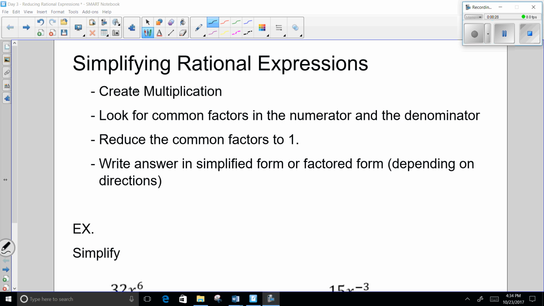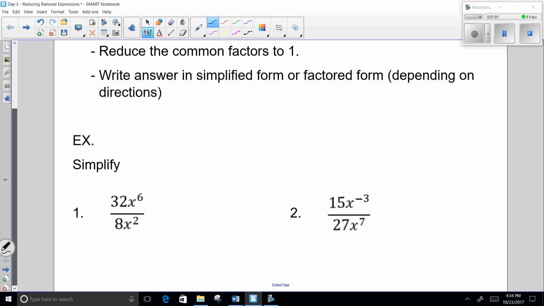One, we have to create multiplication, because rational is division, so we have to create multiplication to make the order of operations work together. Once we create multiplication, we're going to do that by factoring. We're going to look for common factors in the numerator and the denominator. Then we will reduce the common factors to a 1, and then we're going to write the answer in simplified form or factored form depending on the directions. Today we're going to work on simplification, so that means write the answers without grouping symbols and combining all like terms.